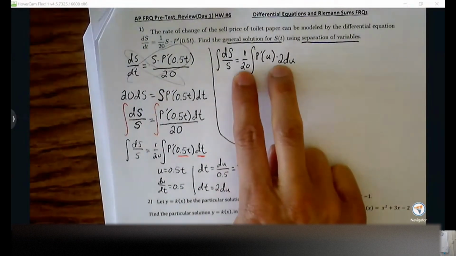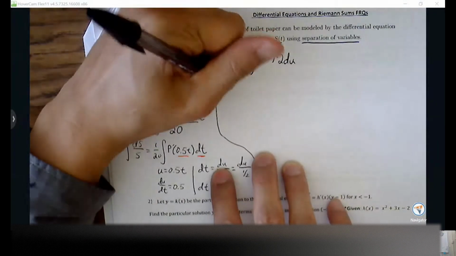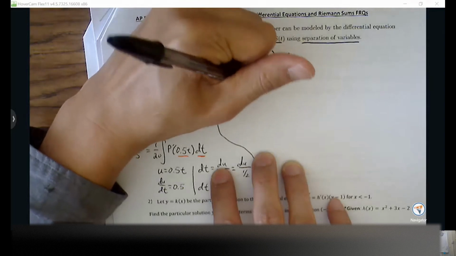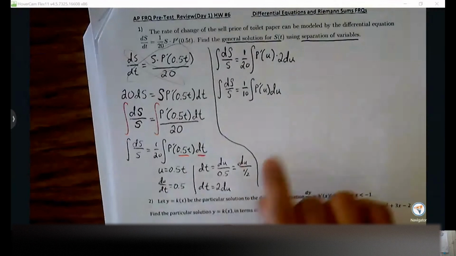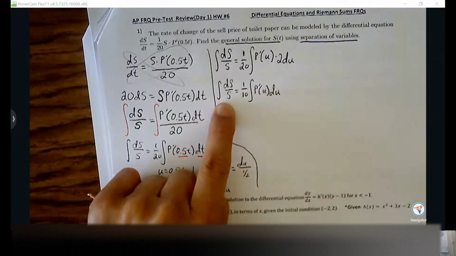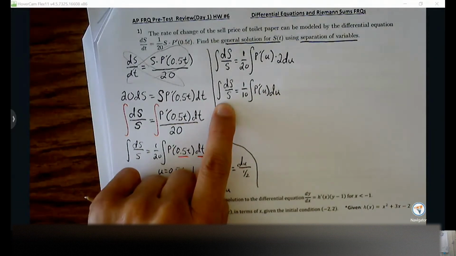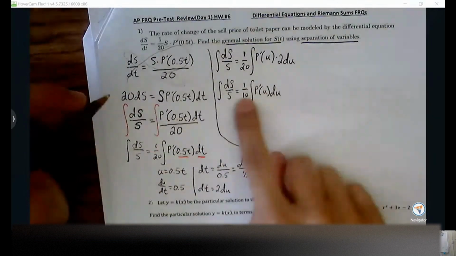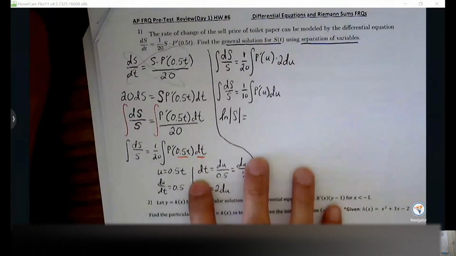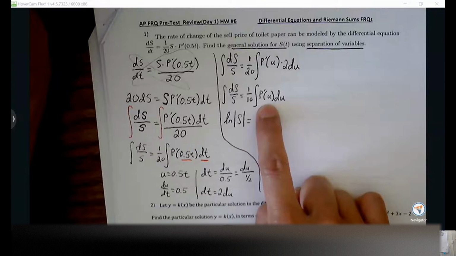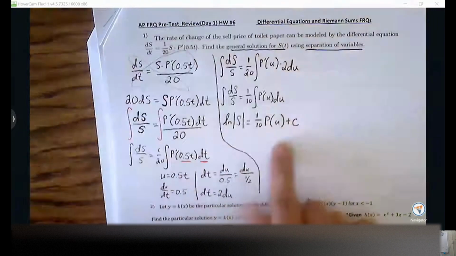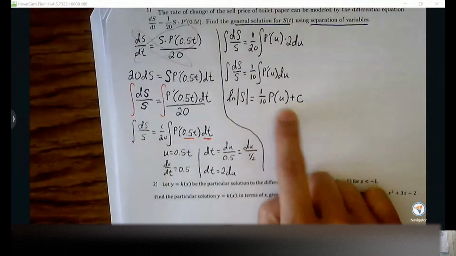I'm going to resolve this here. 2 over 20 is the same thing as 1/10. All right, both sides are now set up and ready. Left side is natural log. Right side, P prime becomes P of u plus c. Replace the u back in terms of t.